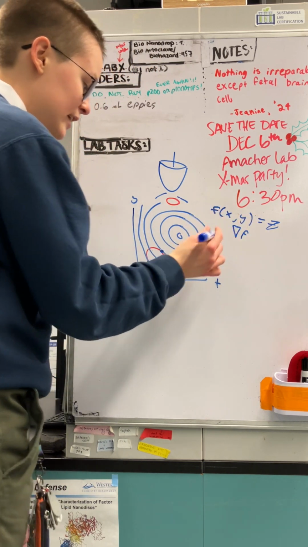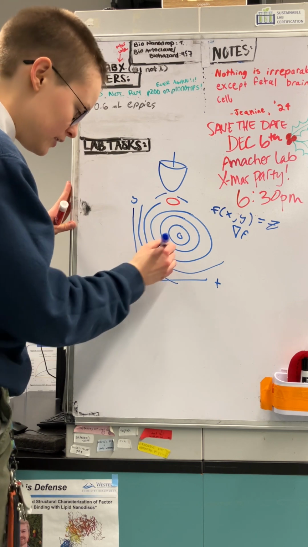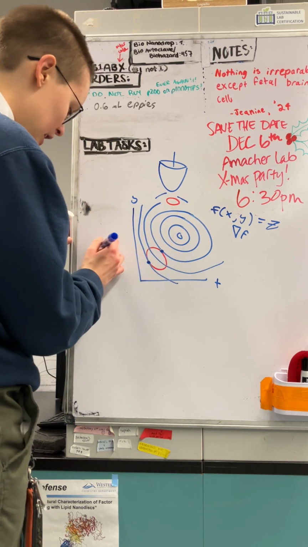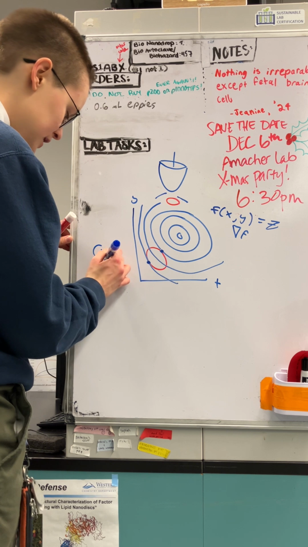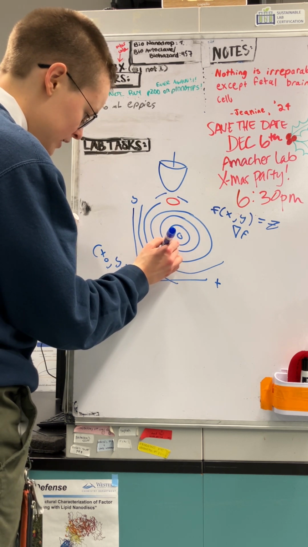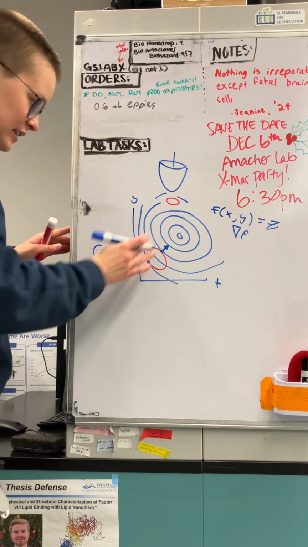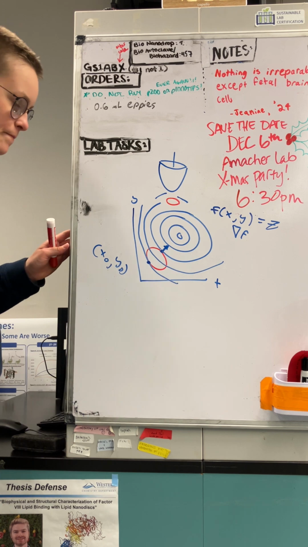And we know that the gradient is perpendicular to a contour. So let's say that this point right here, I'll just focus on that one. That point is going to be x0, y0. There is some gradient like this, and it's going to be perpendicular to the contour at that point.